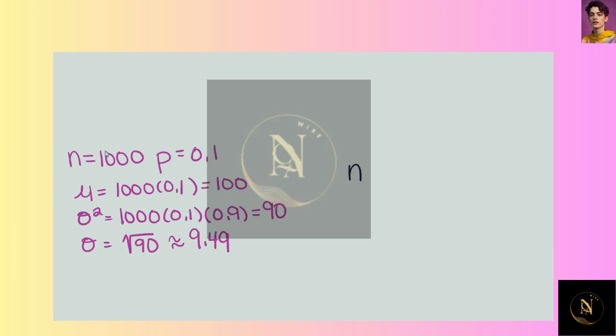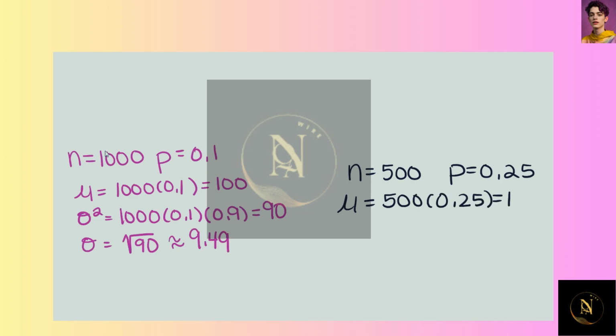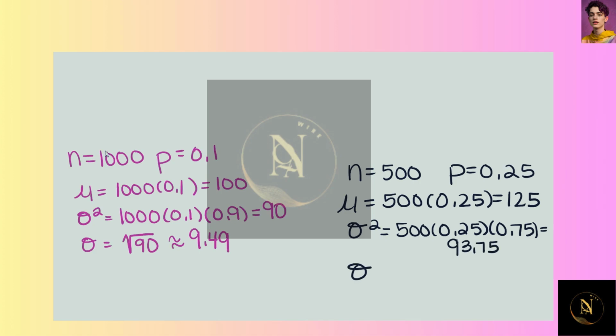Let's try another one. If n equals 500 and the probability is 0.25, the mean would be 500 times 0.25, which would be 125. The variance would be 500 times 0.25 times 0.75, which would be 93.75. And the standard deviation would be the square root of 93.75, which is about 9.68.